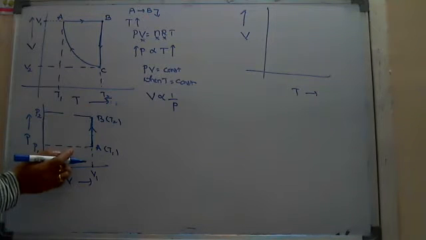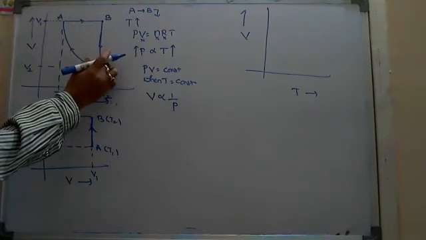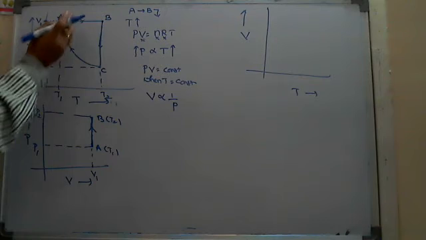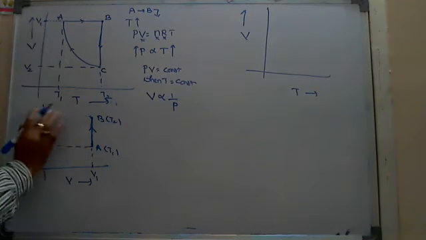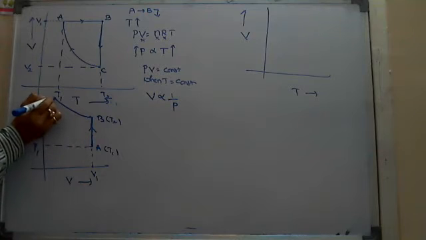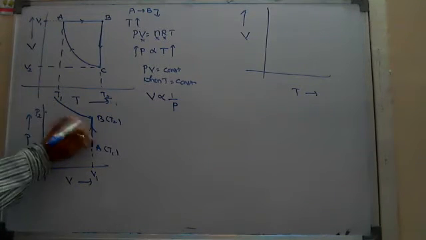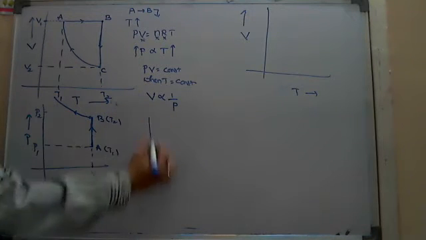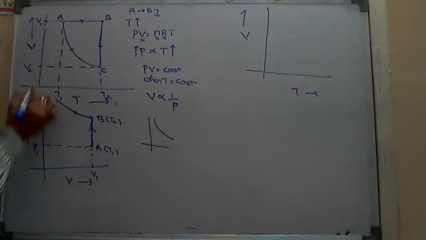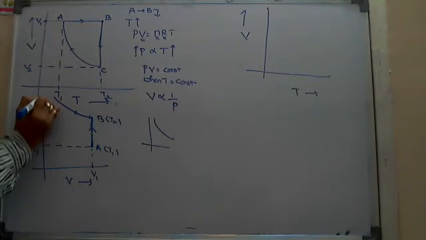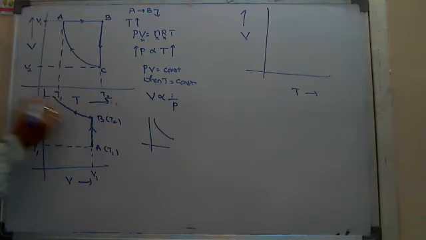So you will get a graph like this. Sorry, the volume decreases, so the pressure should increase. It is not coming back to this pressure. When the volume decreases, the pressure increases like this. The shape of the graph should be a rectangular hyperbola, like this. So you get a rectangular hyperbola, and the pressure goes to some value, say P.